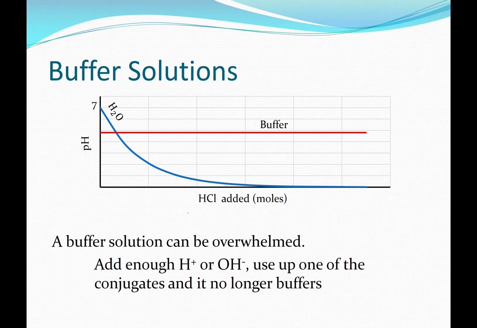So if you add enough HCl, you'll use up the base form that's in your buffer. If you add enough OH minus, you're going to use up the acid form that's in your buffer, and then you no longer have a buffer because you need both of those conjugates in order to have a buffer solution. So as soon as you use up one of the two things, you no longer have a buffer.